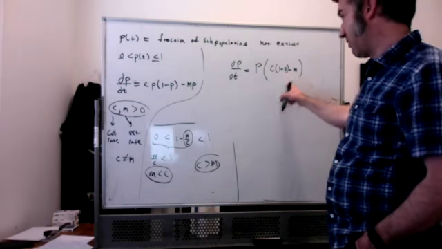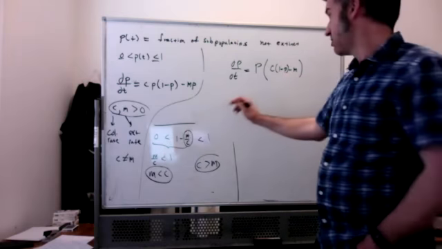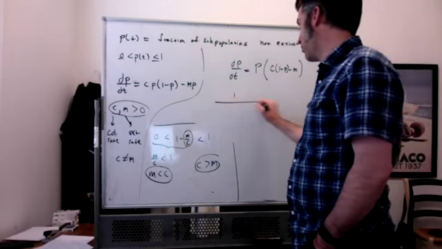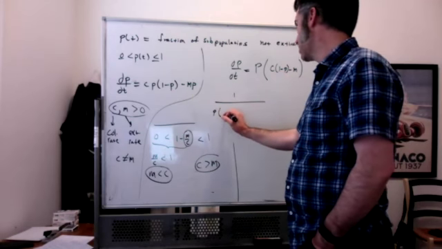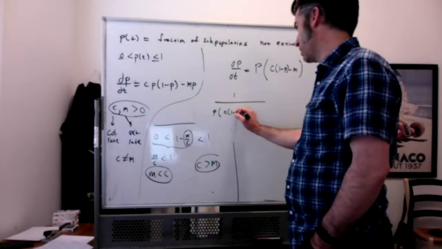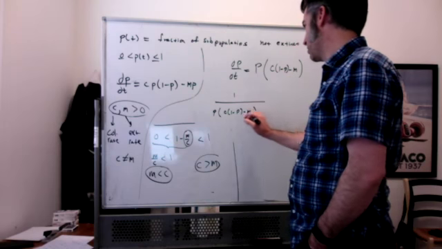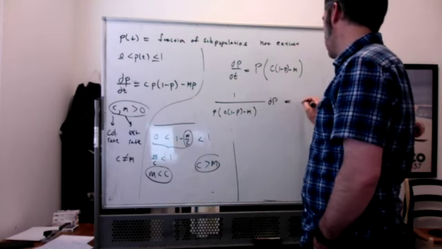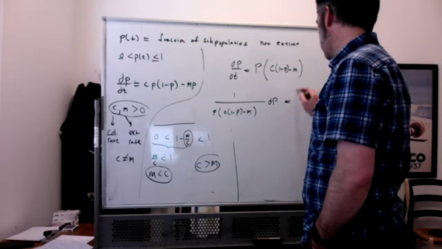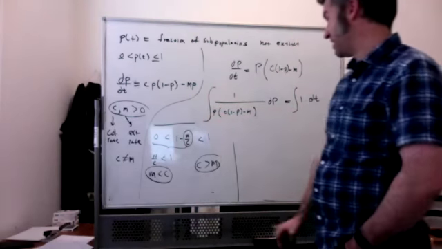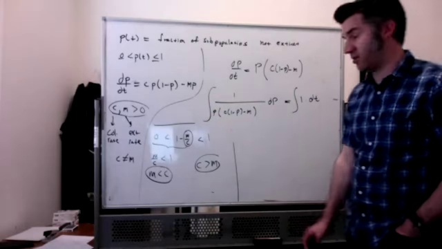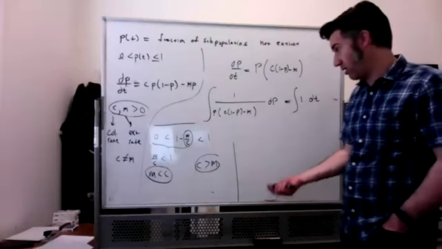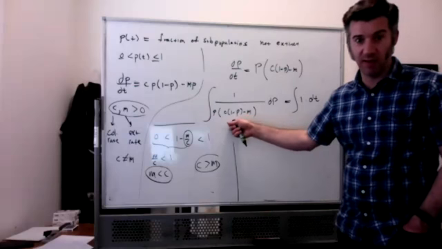So it looks like everything has to come down to the left. So 1 over P times C times (1 minus P minus M) dP is equal to 1 dt. I think that's it, right? That we can totally separate the variables this way. All the P variables ended up on the left.